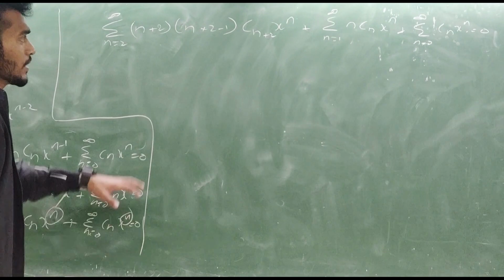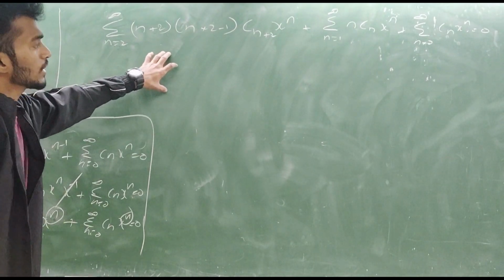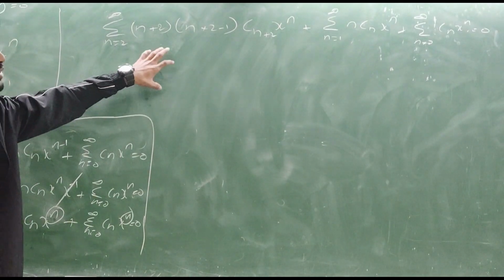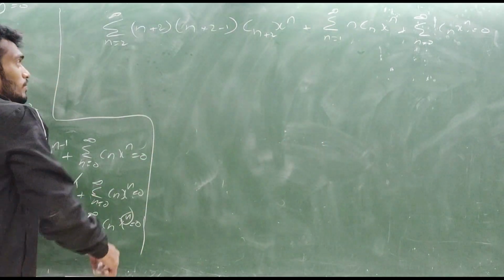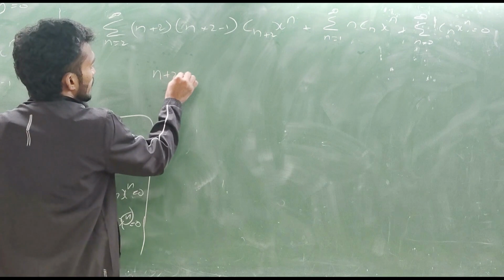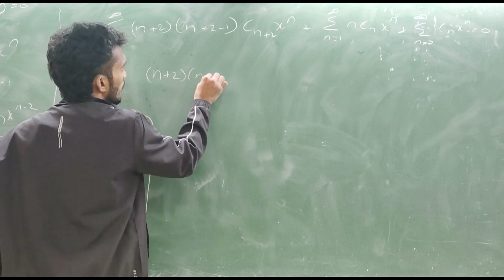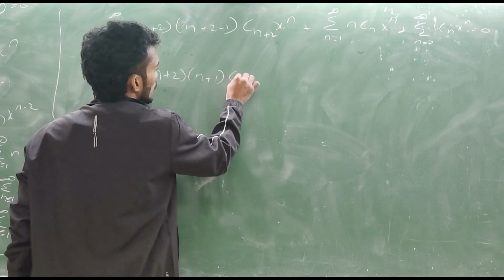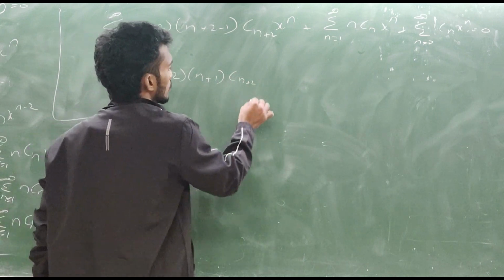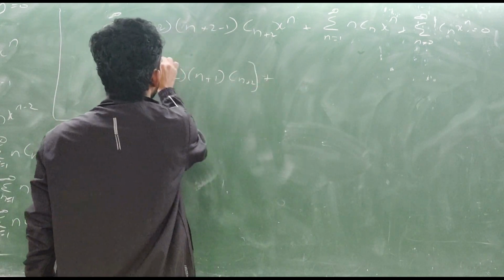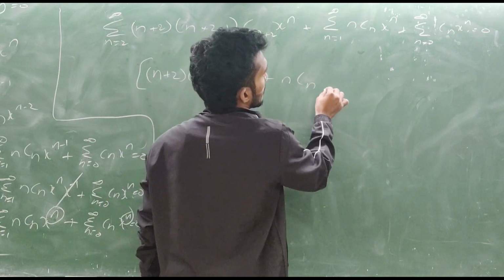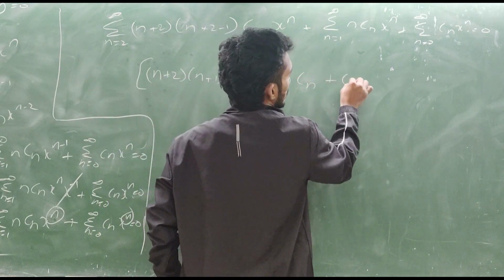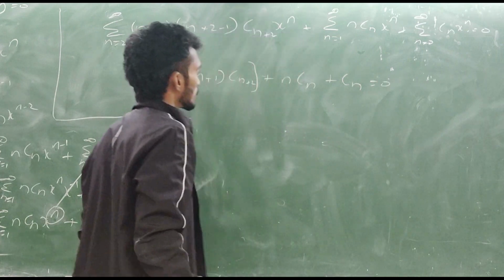And here what we need to do, in the next step, is take all the coefficients of x power n and equate them to 0. That is n plus 2 into n plus 1 into Cn plus 2, plus n into Cn, plus Cn equal to 0, right?